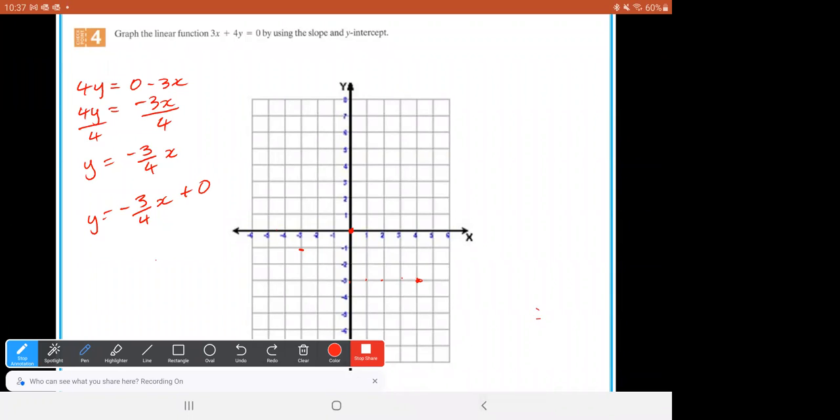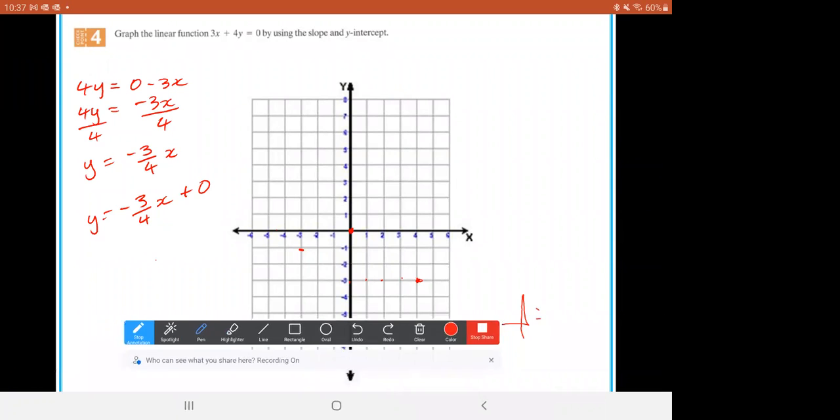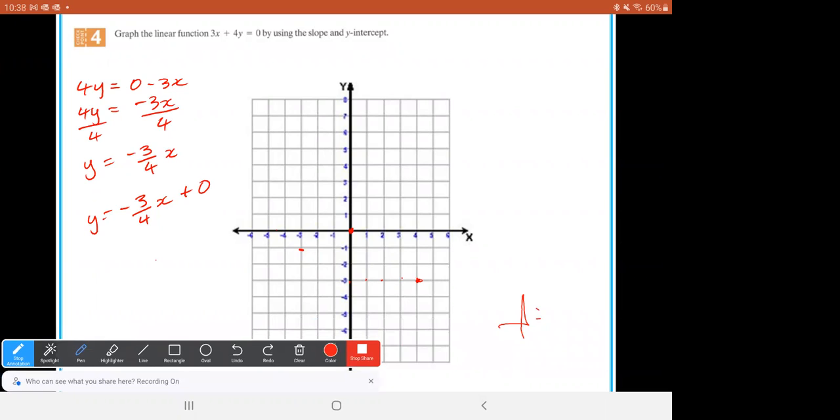It's going to be a, what's going on with this thing? Let's see. Okay. Okay. So your graph would look something like that. Okay.